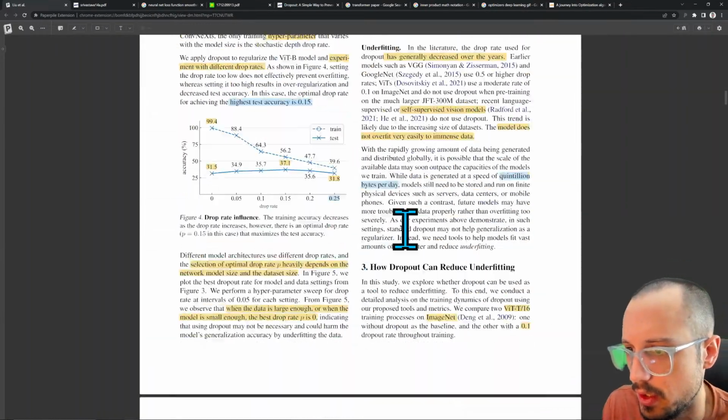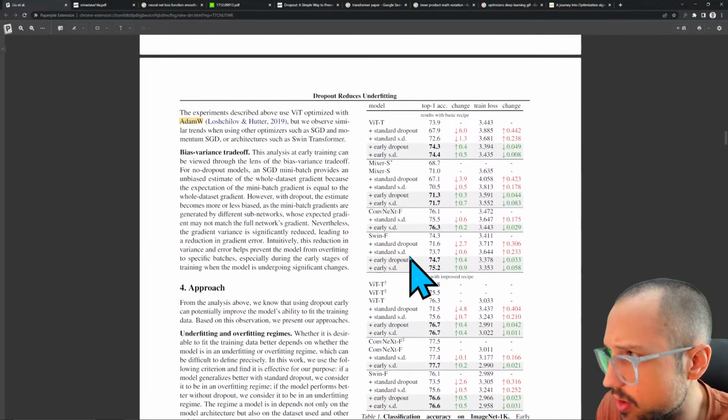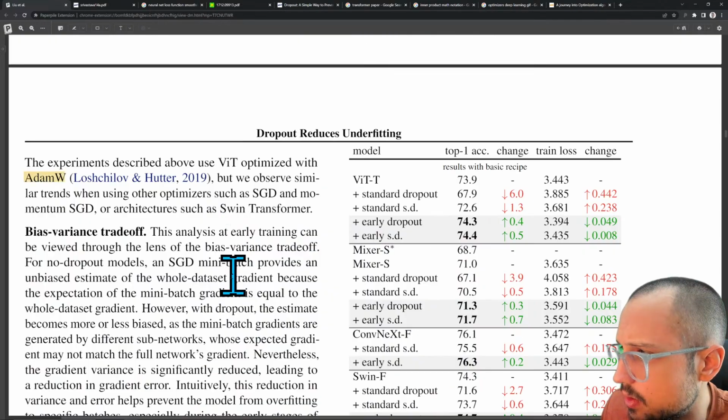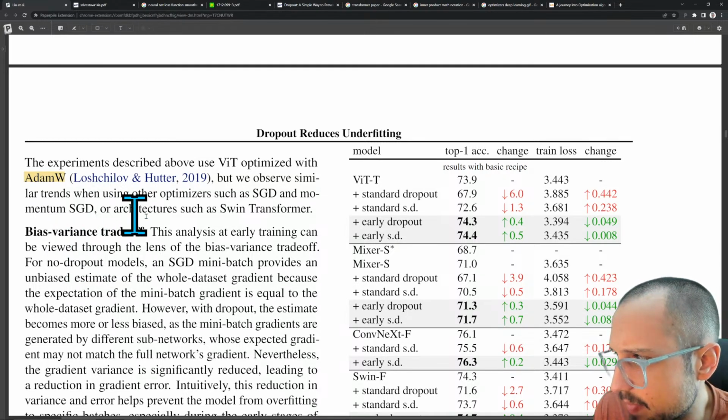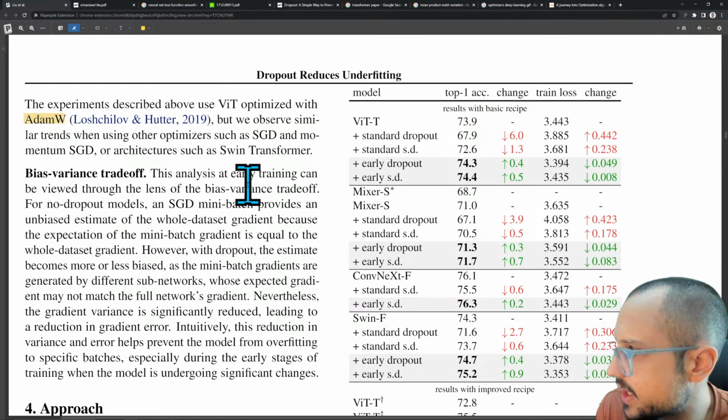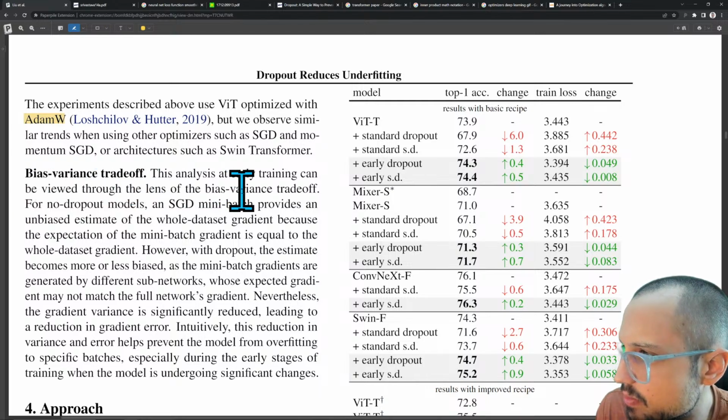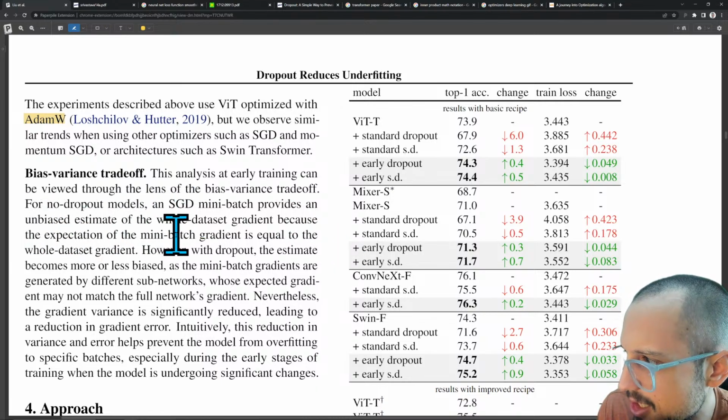Okay, get back to it. Bias variance trade-off. This analysis at early training can be viewed through the lens of the bias variance trade-off. For no dropout models, an SGD mini batch provides an unbiased estimate of the whole dataset gradient because the expectation of the mini batch gradient is equal to the whole dataset gradient.